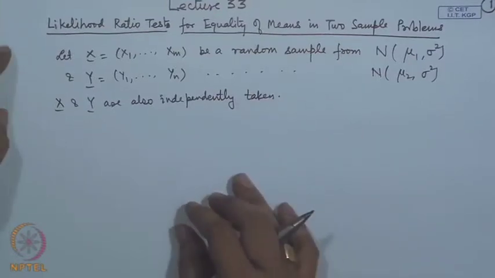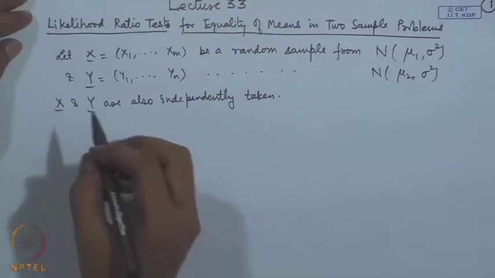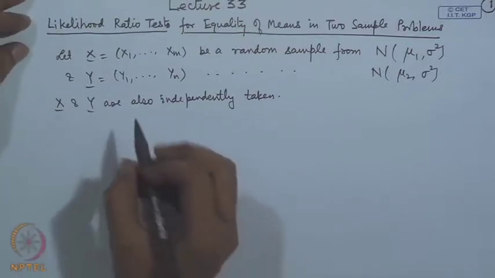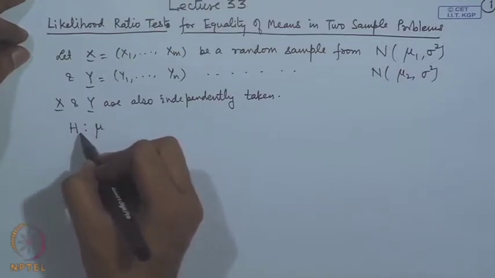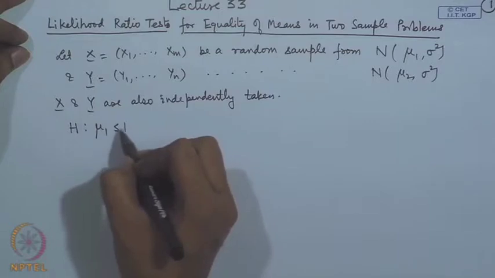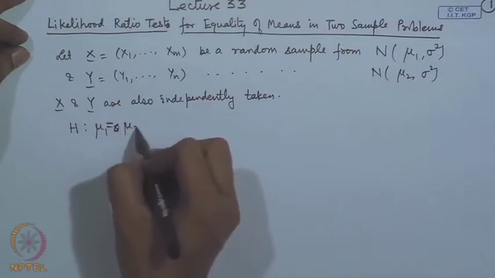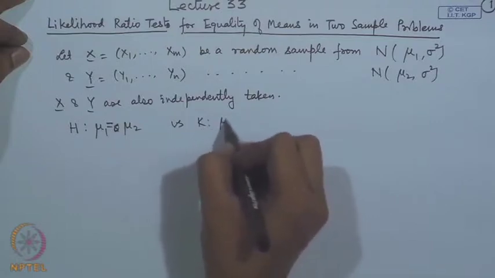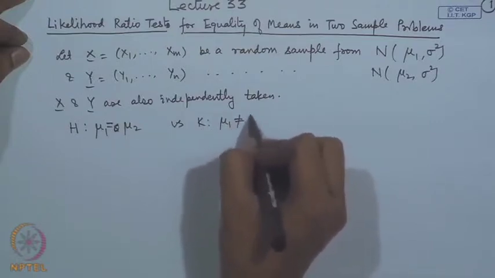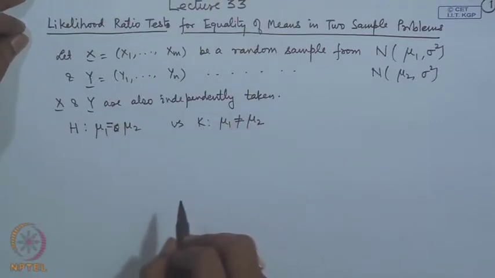This is the model I had introduced yesterday. Yesterday we had considered the hypothesis mu 1 less than or equal to mu 2. Now, today I will consider the null hypothesis mu 1 equal to mu 2 against mu 1 not equal to mu 2.